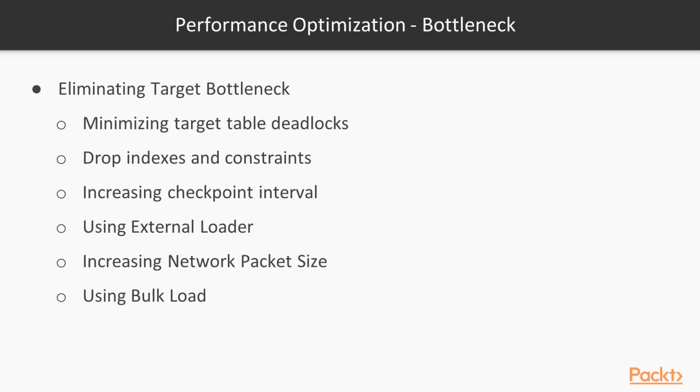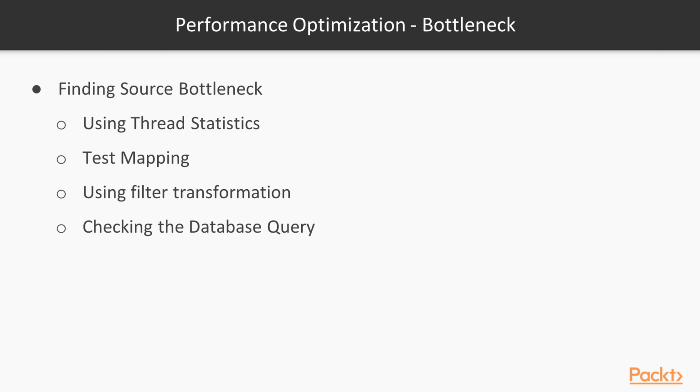These were the various ways in which you could find and eliminate the target bottleneck. Let's talk about source bottleneck. Finding source bottleneck. This can also be impacted at the source side. Various factors can hamper the performance at source side, as we discussed at the target side.